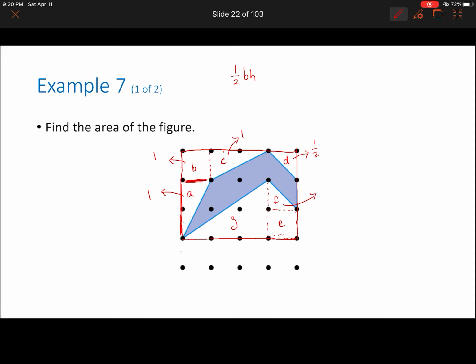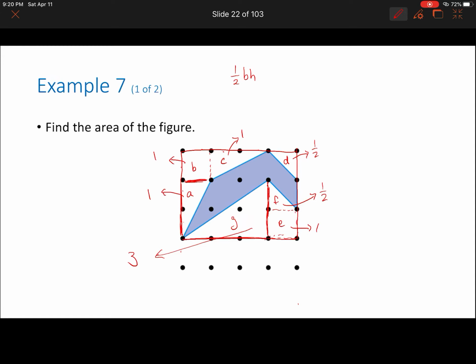Part F is a half. Part E is 1 unit. And then this part G, a little more to it. The base here is this piece across the bottom, and so it's 3 units. And then the height would be the 2 units up. So 3 times 2 is 6. And then half of that, because again, using the triangle formula. So that's going to be 3 square units.